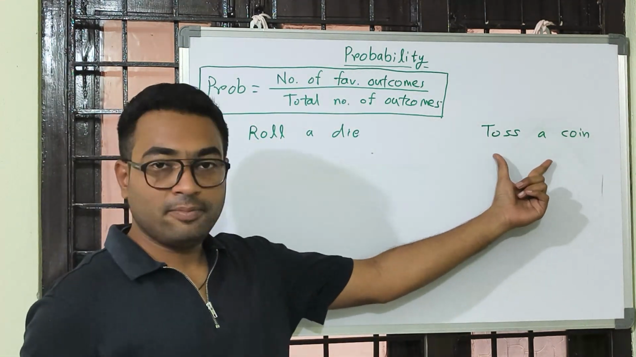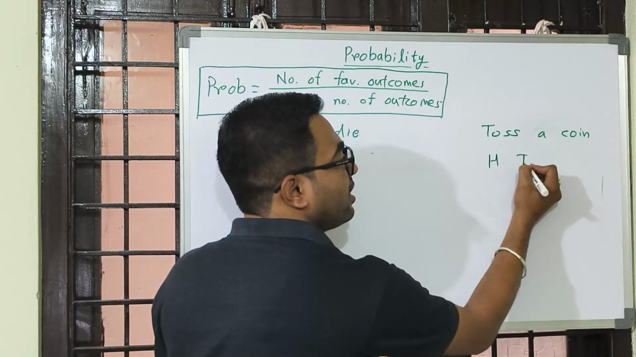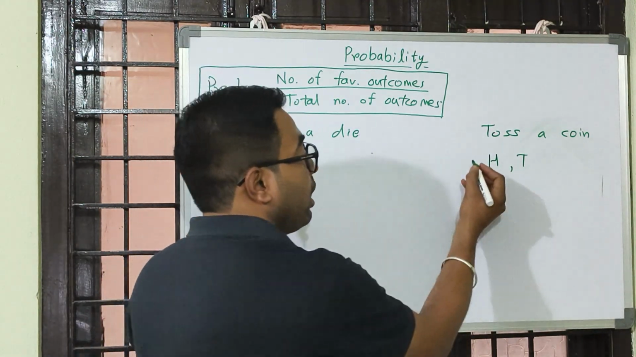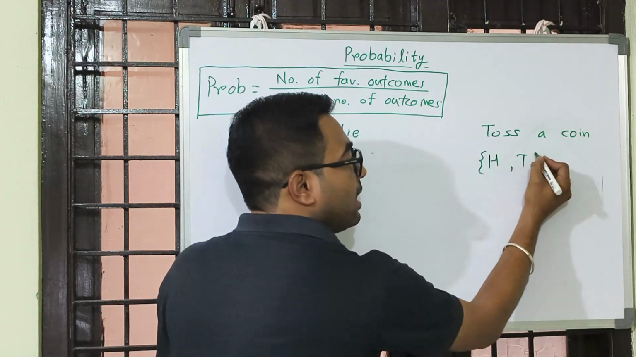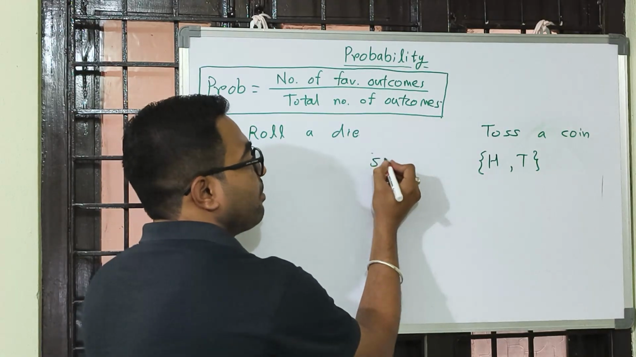When we toss a coin, we can get only two outcomes. One is head and one is tail. And if we club them into a set, that set is called as sample space.